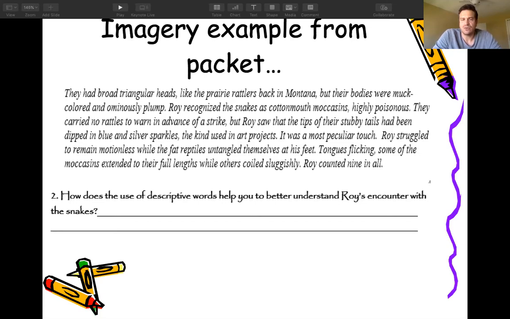They carry no rattles to warn in advance of a strike, but Roy saw that the tips of their stubby tails had been dipped in blue and silver sparkles, the kind used in art projects. It was a most peculiar touch. Roy struggled to remain motionless, while the fat reptiles untangled themselves at his feet. Tongues flicking, some of the moccasins extended their full lengths, while others coiled sluggishly. Roy counted 9 in all. So think about how the descriptive words help us better understand Roy's encounter with the snakes. There was a lot of imagery in that paragraph.